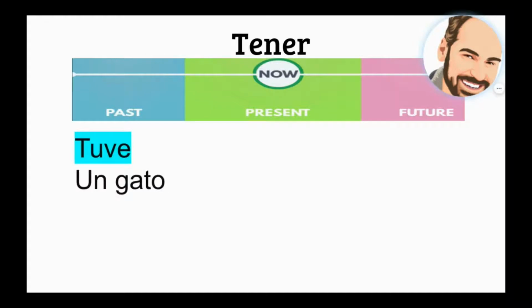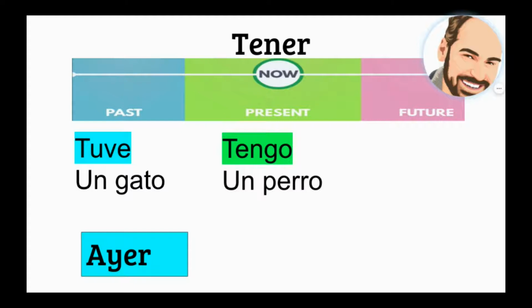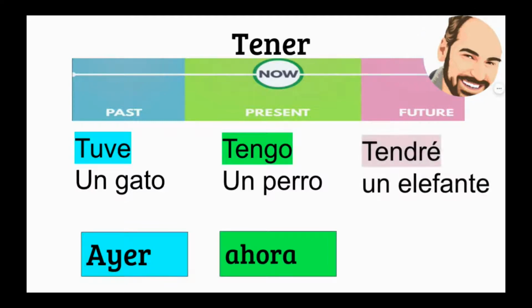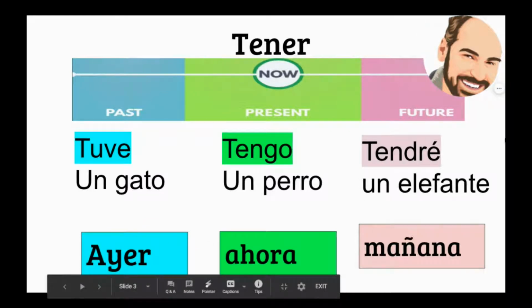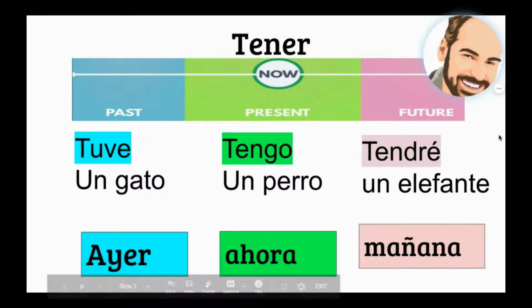Let's see some examples. Tuve un gato. Ayer. Yesterday. Tengo un perro. When? Ahora. Now. Tendré un elefante. Yes, me encantan los elefantes. Tendré un elefante. When? Mañana. Tomorrow. So as you can see, you always use the time expression after that. And that is tener.